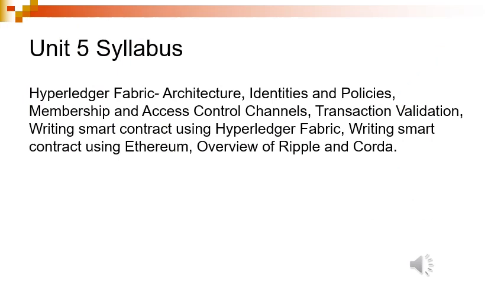So you can see the syllabus of Unit 5. Unit 5 contains Hyperledger Fabric, architecture, identities and policies. Then membership and access control mechanism in Hyperledger Fabric. How the transactions are validated. Writing smart contracts using Hyperledger Fabric. Writing smart contracts using Ethereum. And at the end of the unit, we have to take an overview of Ripple and Corda.